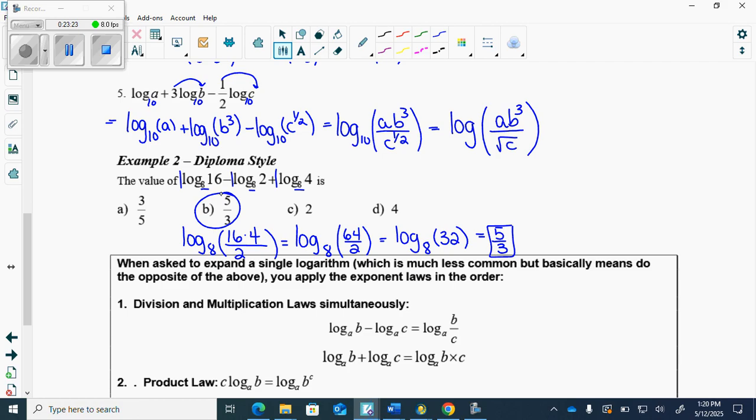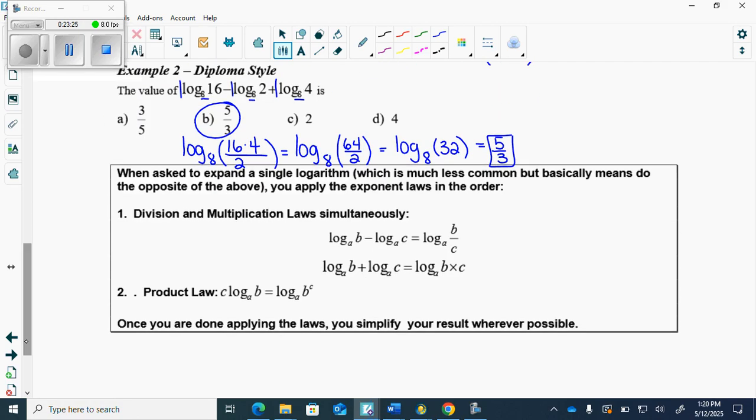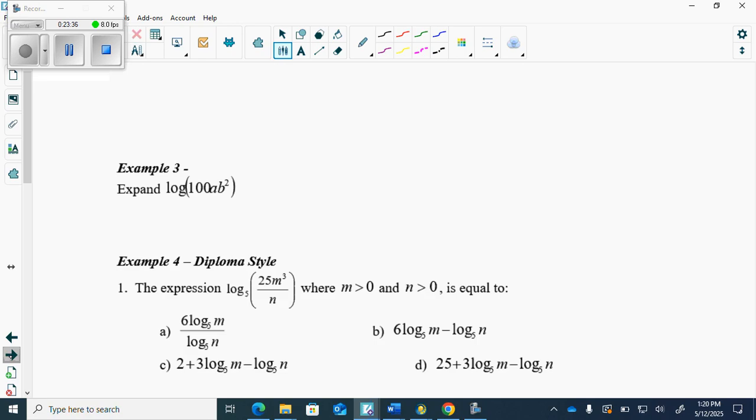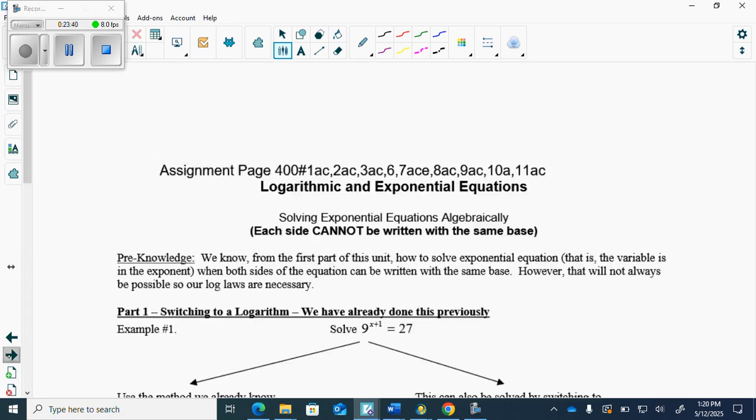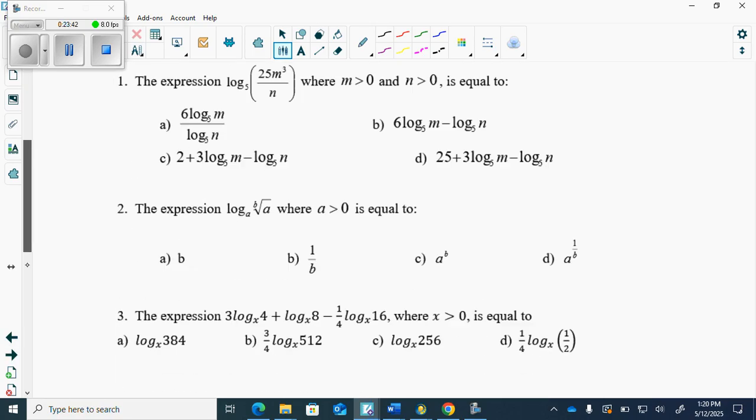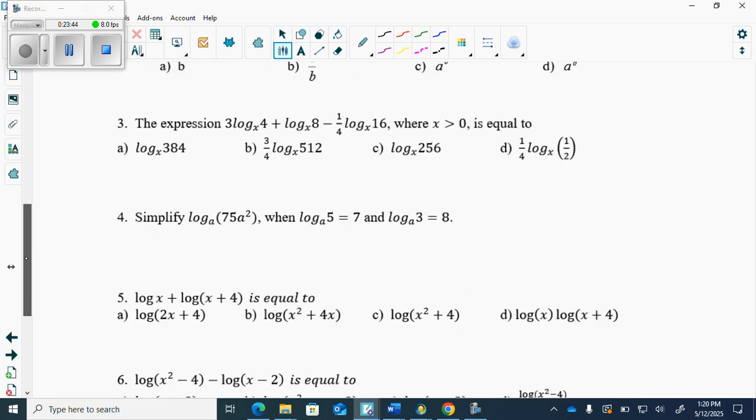And then it gives you a reminder of the rules again in case you forgot them. And then we're going to flip over. Three, 4. Down to the bottom of this page. Go, try them out. Okay.